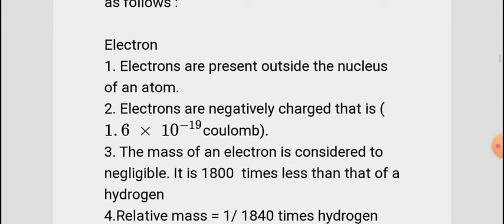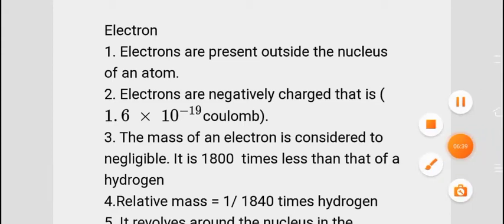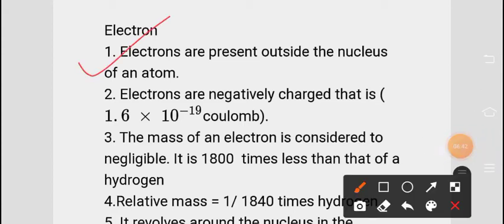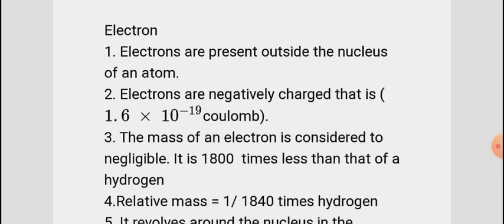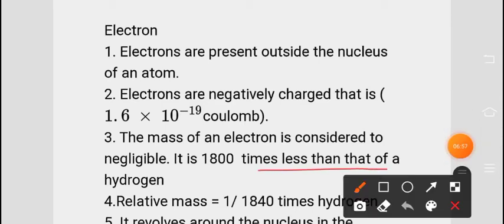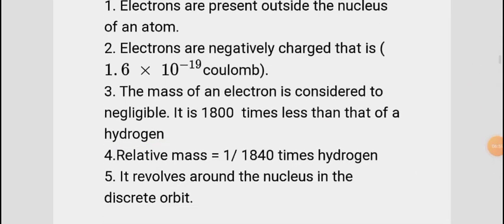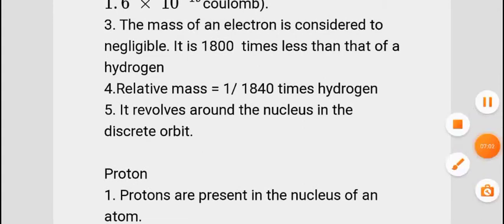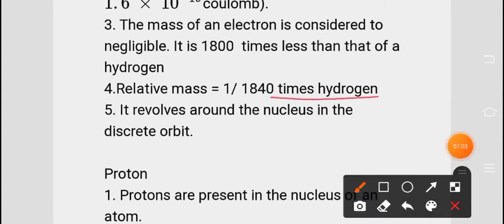Very first is the electron. Electrons are present outside the nucleus of an atom. Electrons are negatively charged, and the charge is 1.6 × 10^-19 coulomb. The mass of an electron is considered negligible. It is about 1800 times less than that of hydrogen. Relative mass is 1/1840 times that of hydrogen. It revolves around the nucleus in discrete orbits.